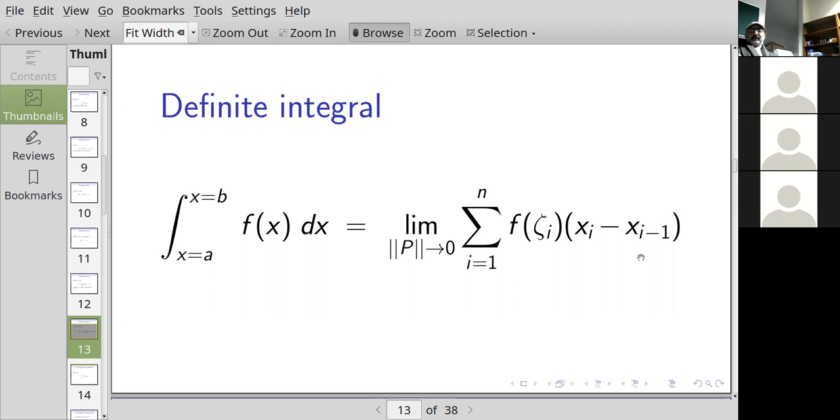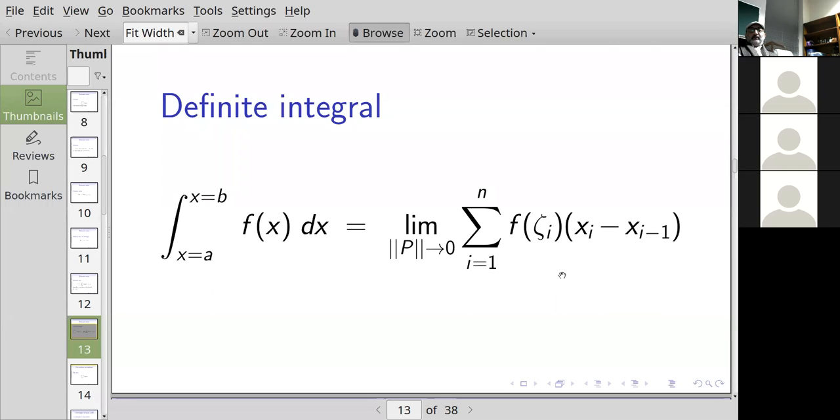Yes, I think someone asked this before, but I don't get what the norm of the partition is. Okay, ignore that. Just think of this as the limit as the number of rectangles goes to infinity. So the summation, i equals 1 to n, f of zeta i. Are there more questions?